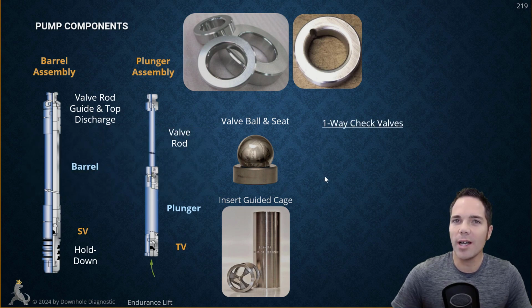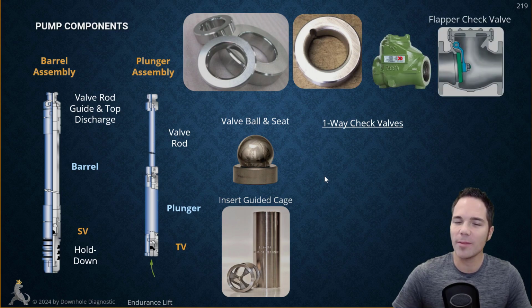Now, what's important about the ball and seat is that they're one-way check valves. And we know about check valves from the fluid level shot section, right? They're designed to only let fluid move in one direction. So in this image right here, it's only supposed to let fluid move from left to right. If something wants to go from right to left, this flapper is going to seal right here and prevent it from backflowing. Okay, so that is a check valve.